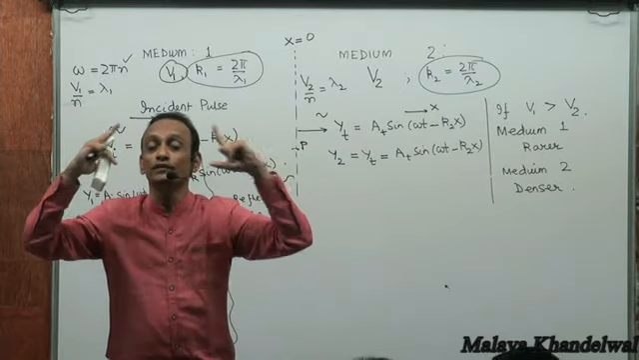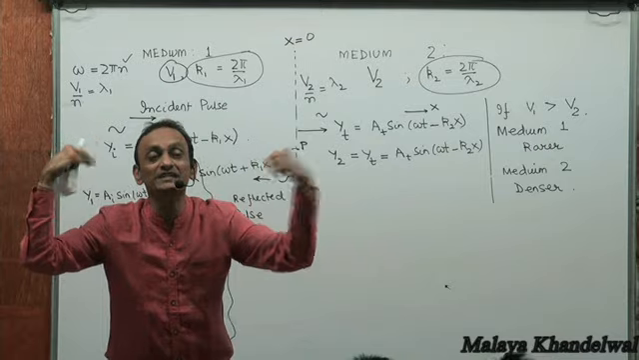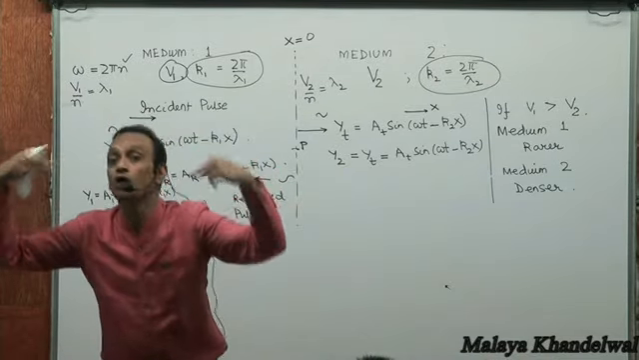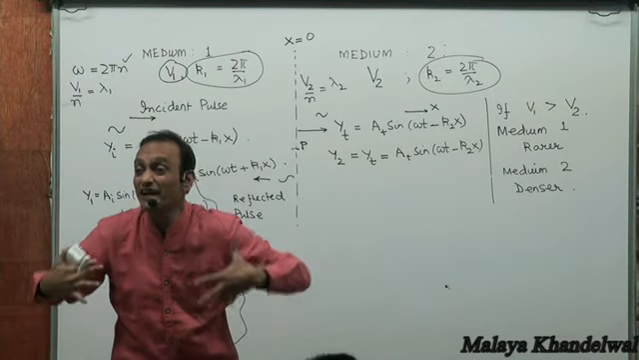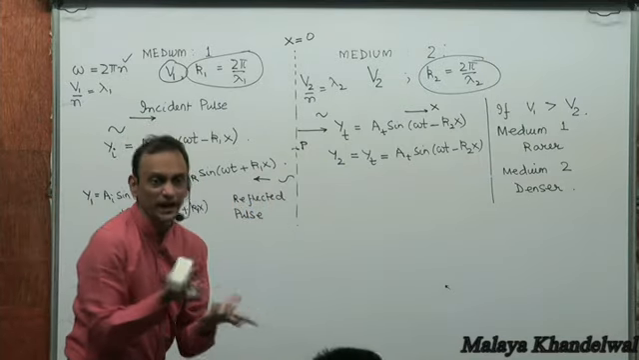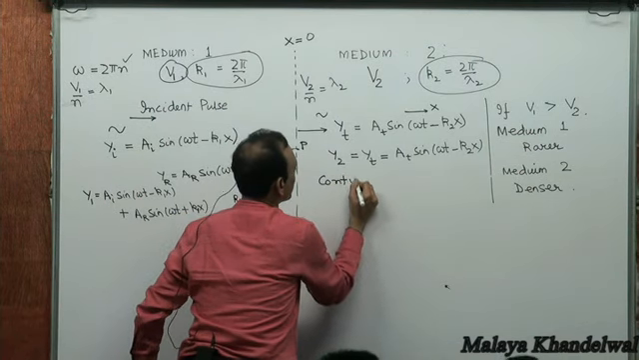They should be in sync with each other. Both y1 and y2 should be in sync with each other at x equal to 0, because that's their common framework. That's their common interface. That fact is called continuity of the wave, right? Whatever I have said is actually referred to as continuity of the wave.